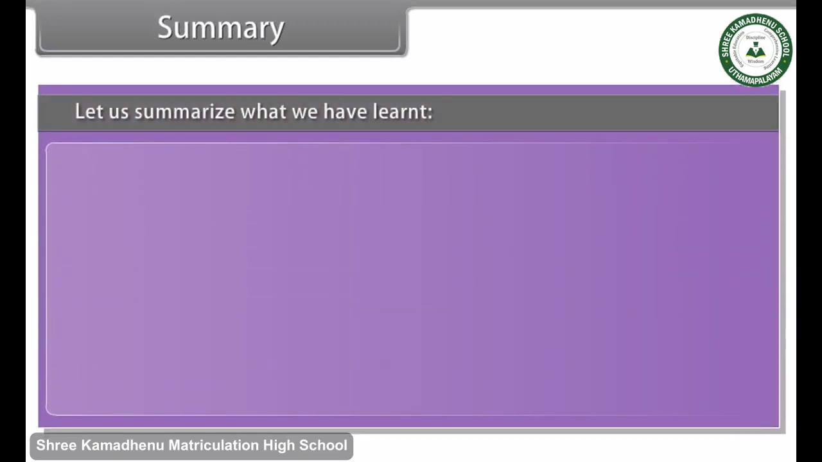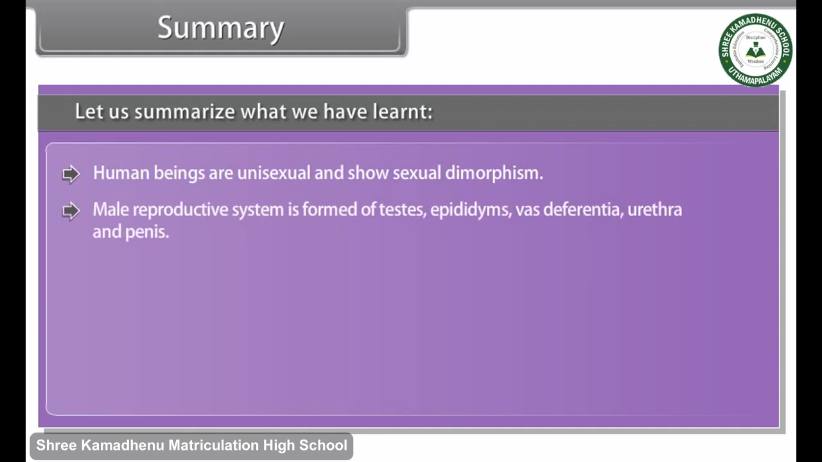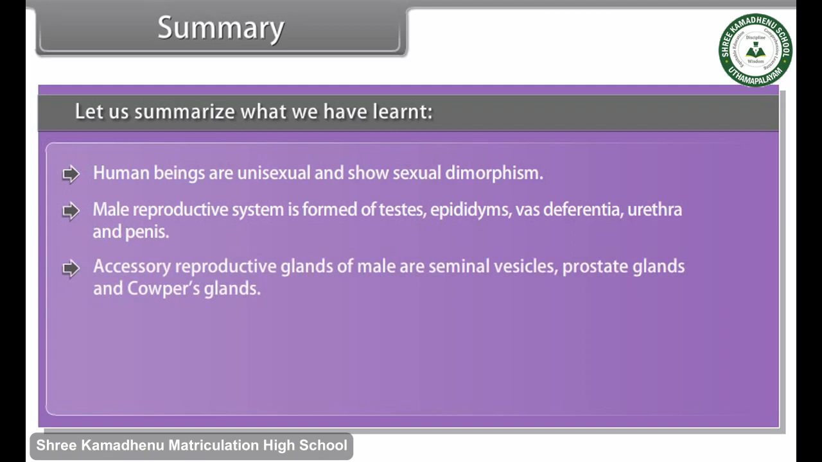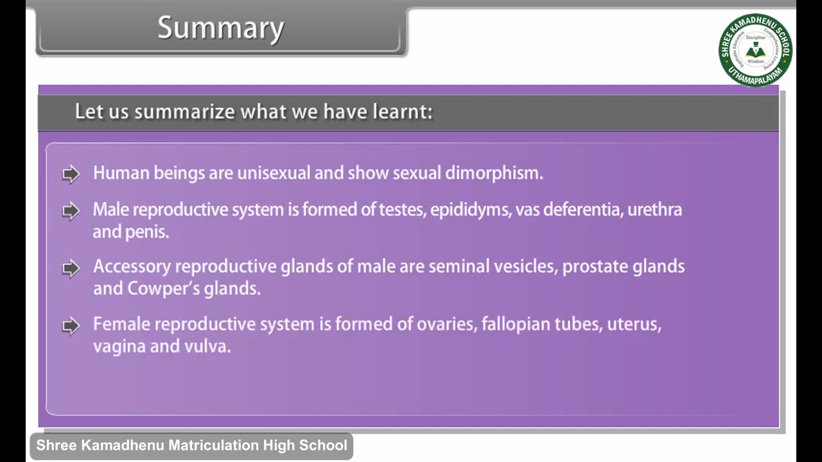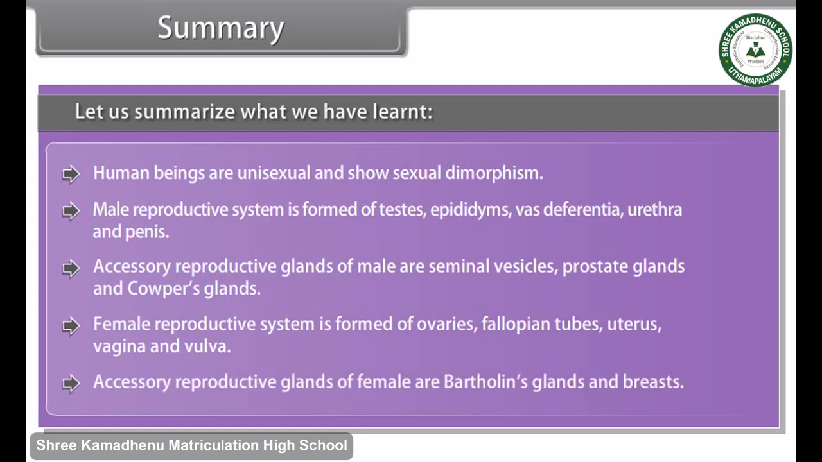Summary. Let us summarize what we have learned. Human beings are unisexual and show sexual dimorphism. Male reproductive system is formed of testes, epididymis, vas deferentia, urethra, and penis. Accessory reproductive glands of male are seminal vesicles, prostate glands, and Cowper's glands. Female reproductive system is formed of ovaries, fallopian tubes, uterus, vagina, and vulva. Accessory reproductive glands of female are Bartholin's glands and breasts.